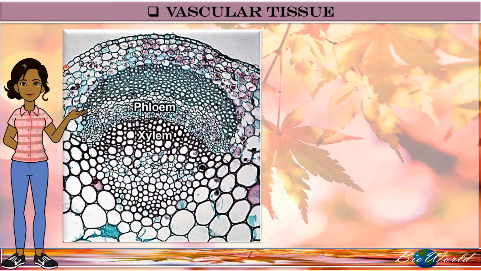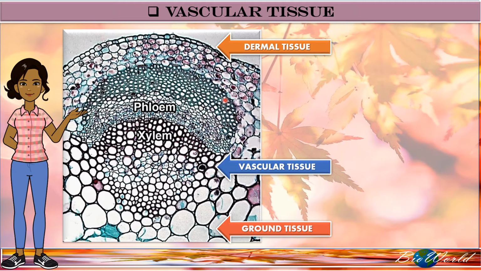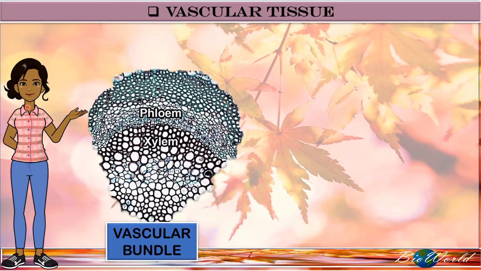The outermost layer is made up of the epidermis, that is the dermal tissue. The cortex layer is made up of the ground tissue, which includes large cells like the parenchyma and smaller cells like the collenchyma and sclerenchyma. What's left are the vascular tissues. The vascular tissues are found in a circular structure known as the vascular bundle.